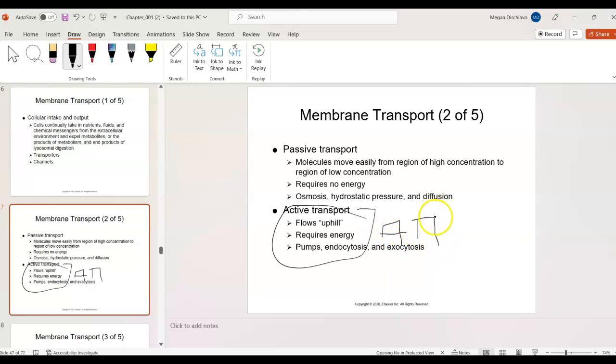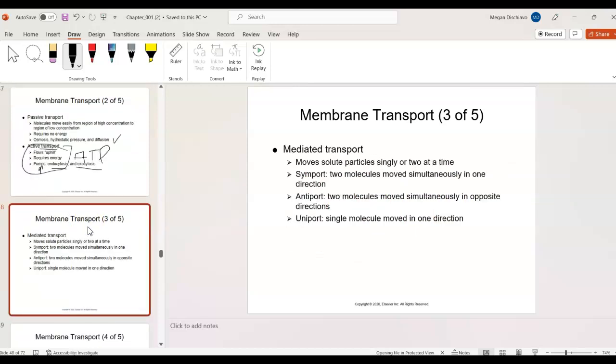There are 3 main transport systems that will require that energy, and I believe it is, there's a sodium potassium pump, should be here. Okay. Endocytosis and exocytosis use active energy. Osmosis, diffusion, and hydrostatic pressure do not use energy. So let's look down there.